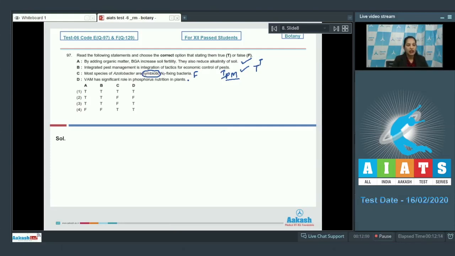D: VAM, vesicular arbuscular mycorrhiza, has significant role in phosphorus nutrition in plants. This is true. Mycorrhiza is a symbiotic association between roots of higher plants and fungi. These fungi can absorb the nutrition for the plants. In return, they get the food from the plant. The nutrients absorbed by fungi can be anything, but especially it is phosphorus. So this is true. So true, true, false, true. By analyzing the options, we can say the correct option for the given question is option number 3. Let's move to the next question.